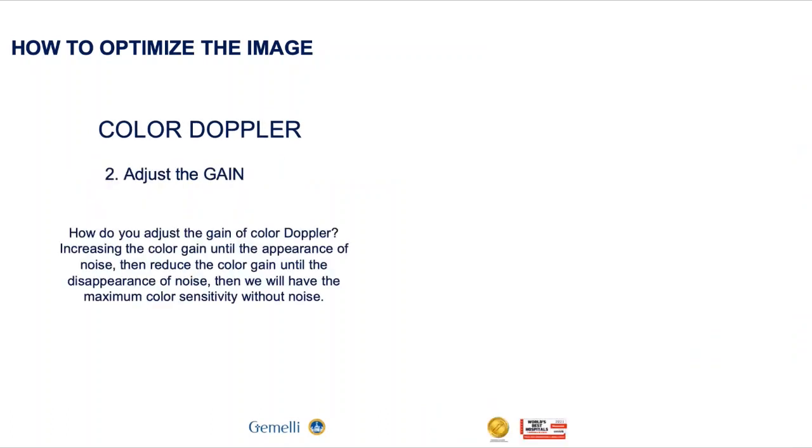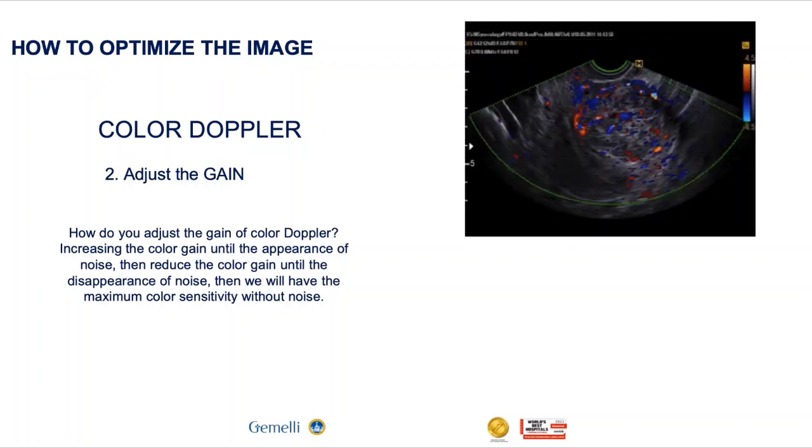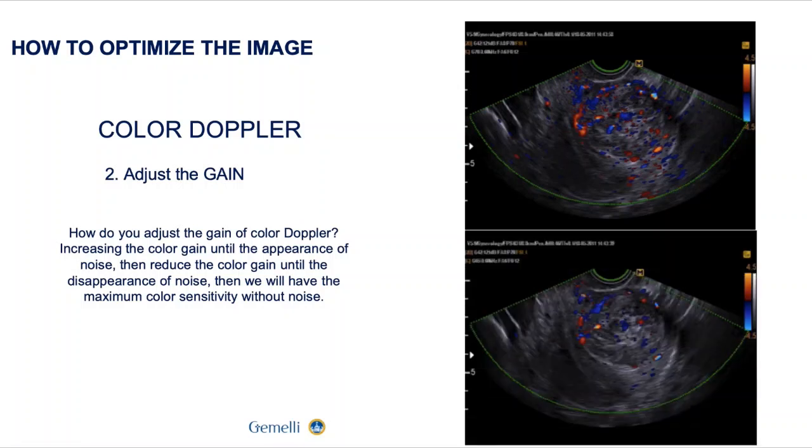Then we can adjust the gain, increasing the color gain until the appearance of noise. Then we can reduce the color gain until the disappearance of noise. And then we have the maximum color sensitivity without noise.